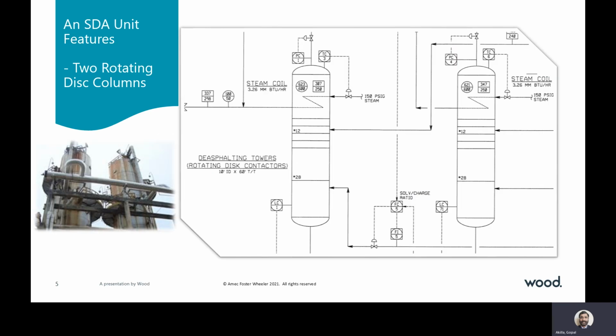Now we'll talk about the existing unit. This is a case study. You can see there are two RDC columns used in this unit. I'm showing a PFD for that, where these two RDC columns have steam coils on their top. The bulk of the DO solvent leaves the top of the column. Asphalt solvent mix drops from the bottom.